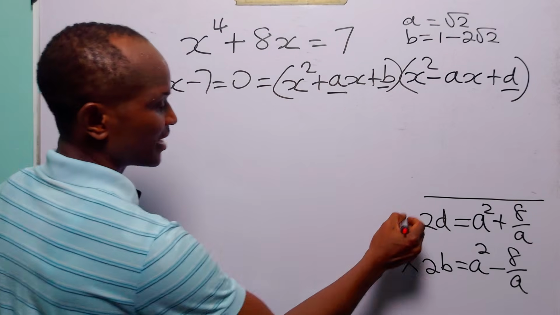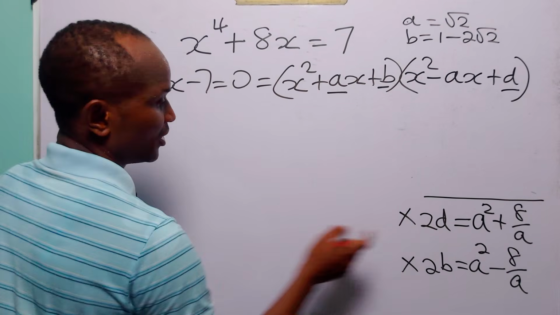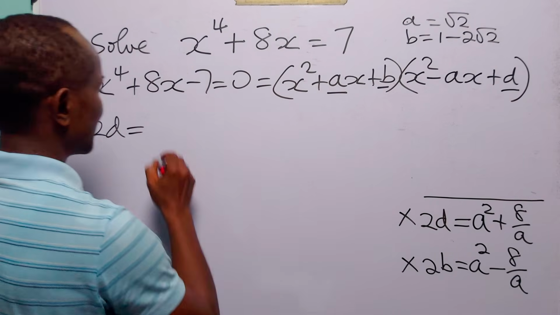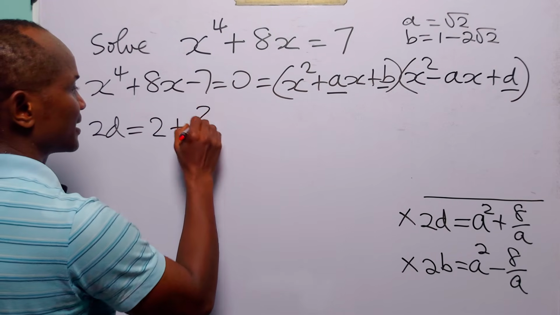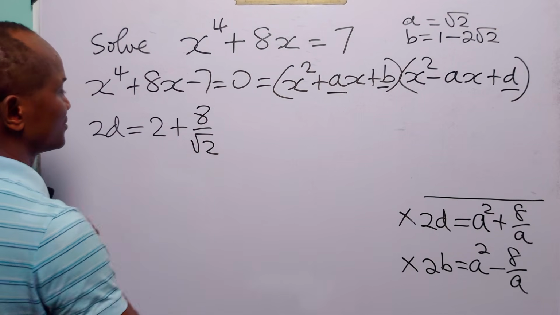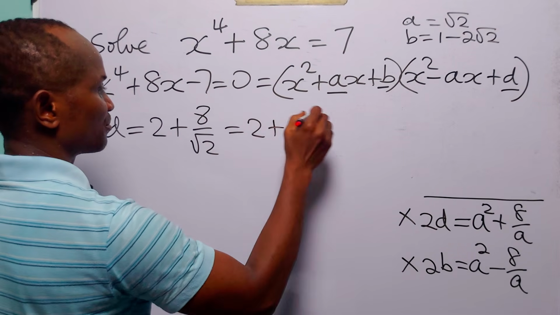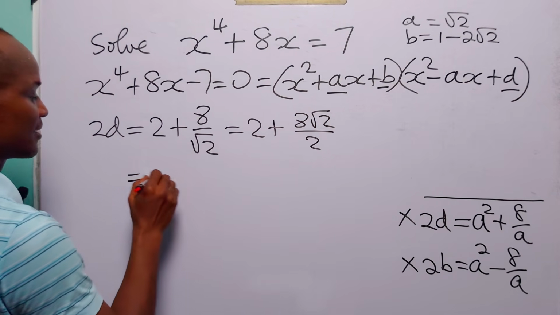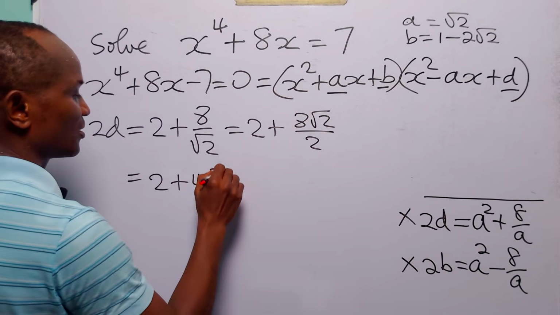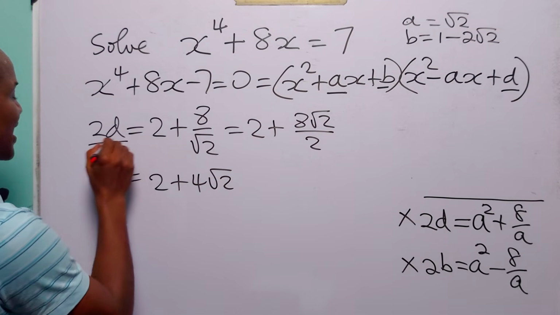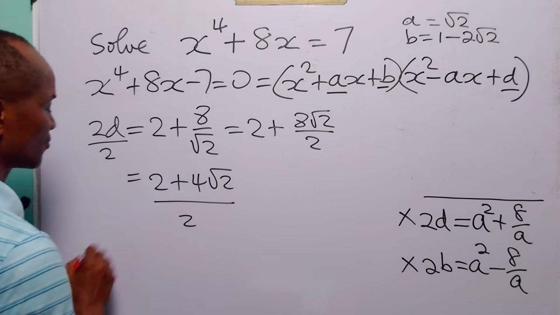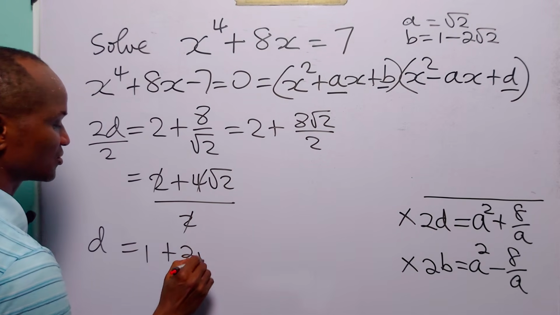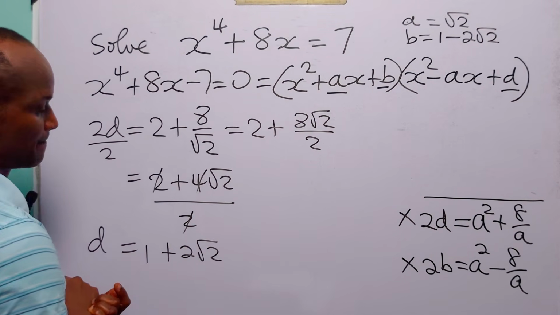And finally, to find the value of d, we go back to this equation. We have that 2d is equal to a squared, which is 2, plus 8 over root 2. This is equal to 2 plus 8 root 2 over 2. This is equal to 2 plus 4 root 2. Dividing both sides by 2, we have that d is equal to 1 plus 2 root 2.